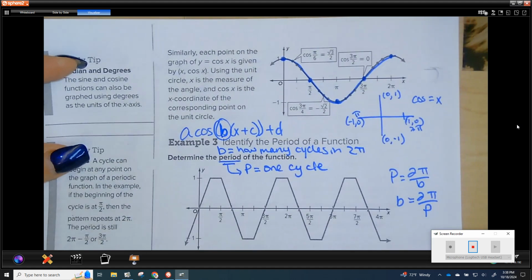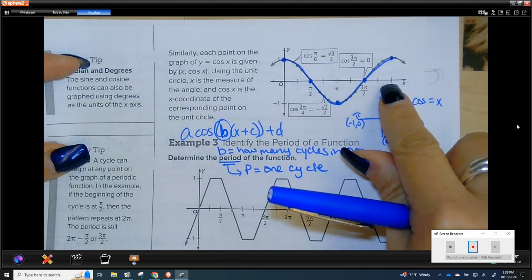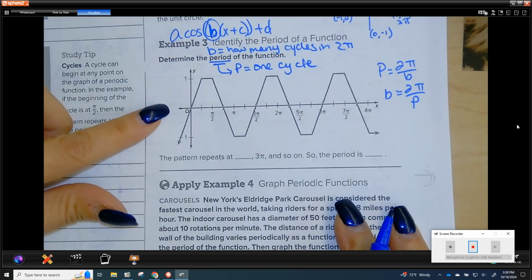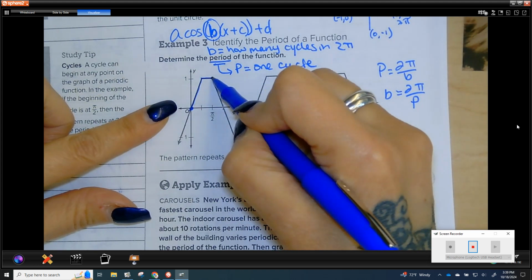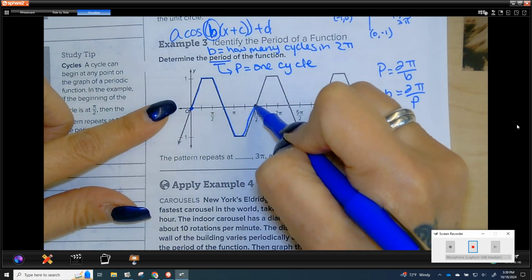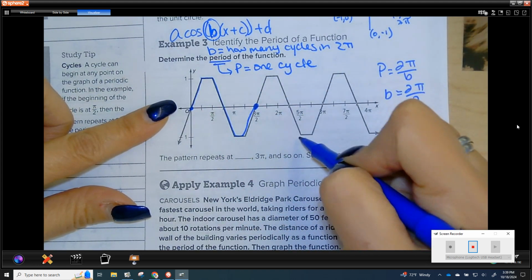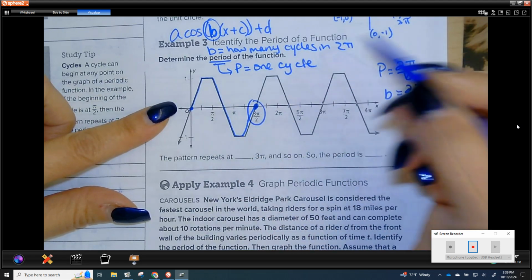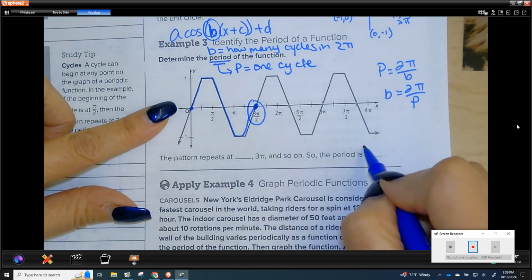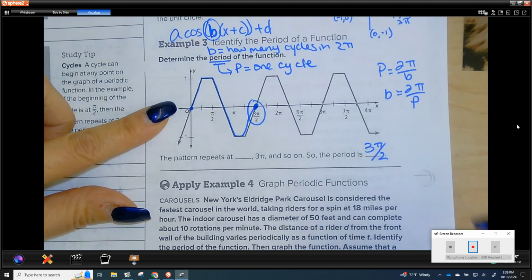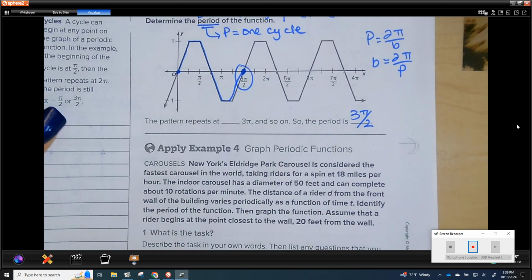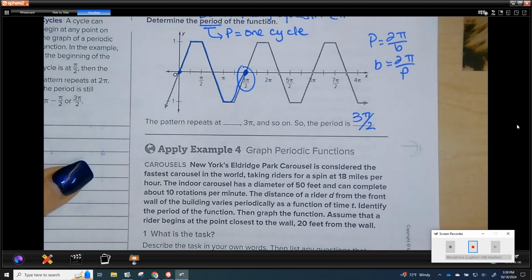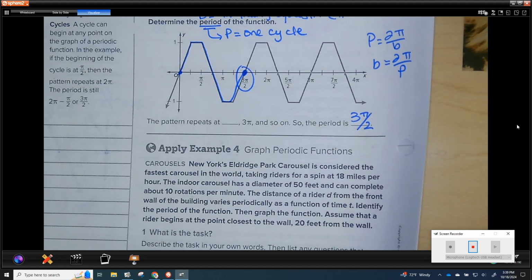So this did one complete cycle in 2 pi. This one, we're going to find the period. So let's start on 0. So we're going to go up. When did we get back to 0? Right here, and then it repeats there. So this period is 3 pi over 2. That is the period. Okay? So I guess we did do this one with the circle, with the Ferris wheel, the wall.